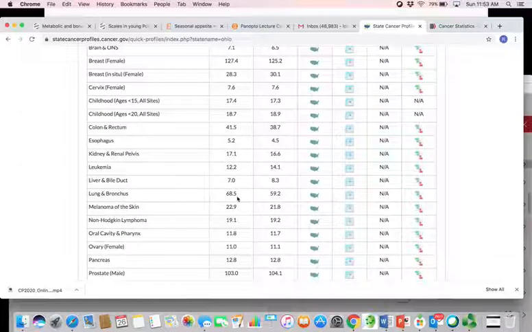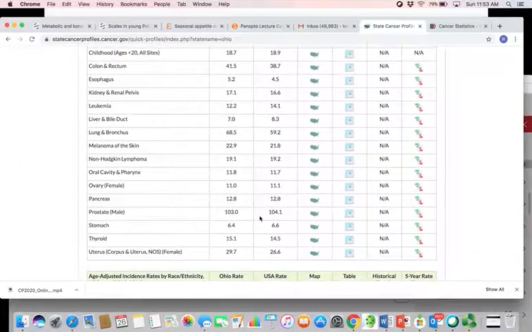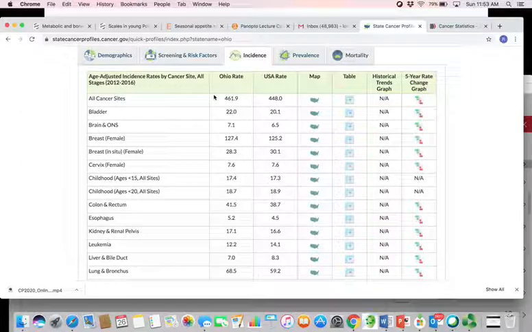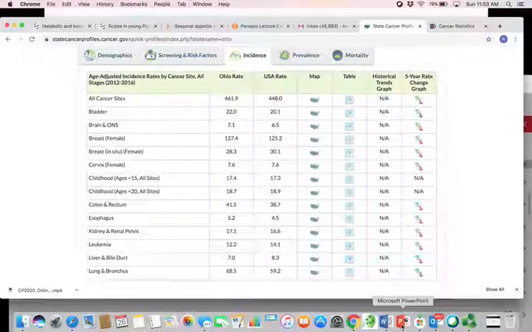We are smokers in Ohio, and so have a significantly higher rate of lung and bronchus cancer compared to the rest of the United States. And overall, our rate is higher in Ohio than the rest of the United States on average.